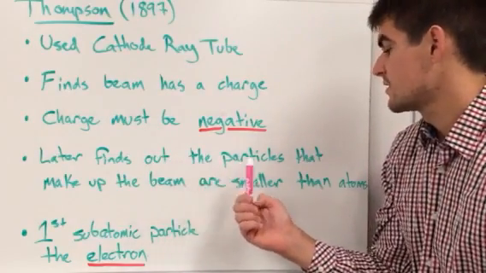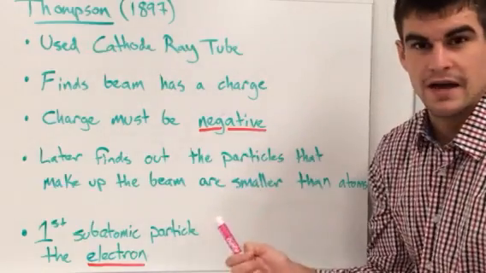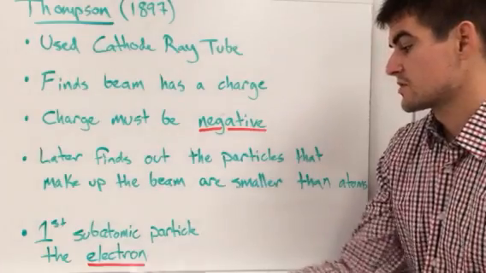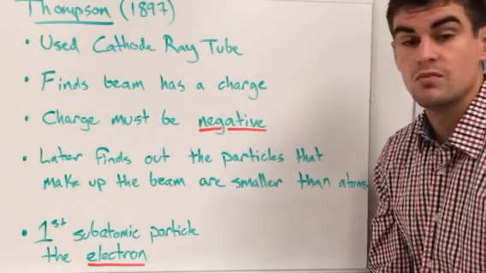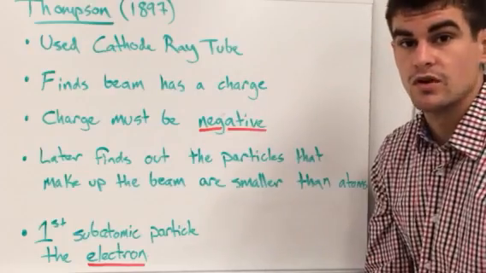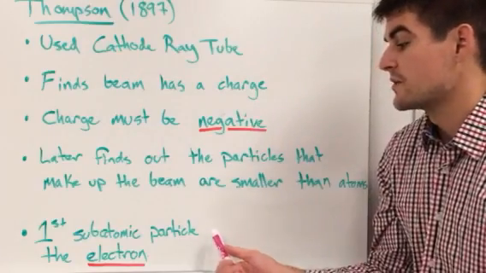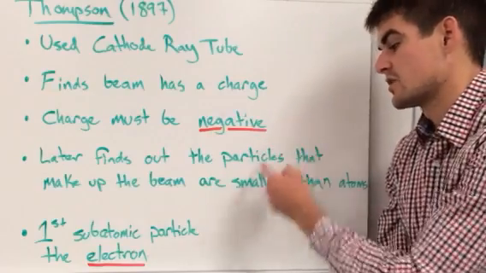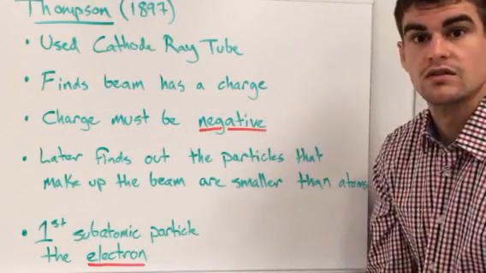Later, he finds out that these particles actually have a mass smaller than that of an atom, and so we get the first subatomic, so the first thing smaller than the atom. Up until then, we thought the atom was the smallest thing, but now we have something that's subatomic and has that negative charge. It's known as the electron.